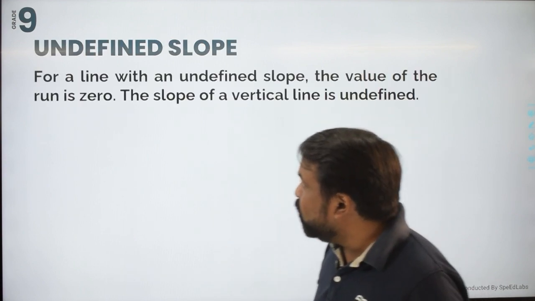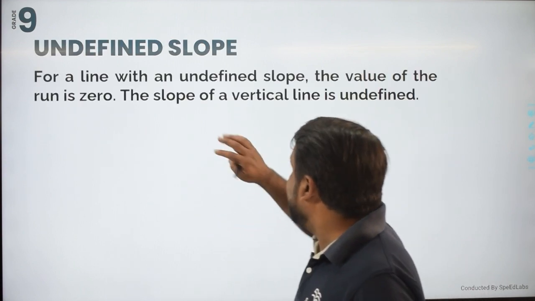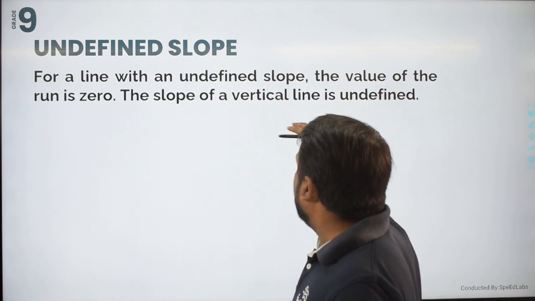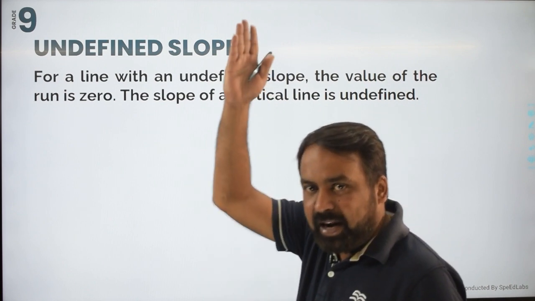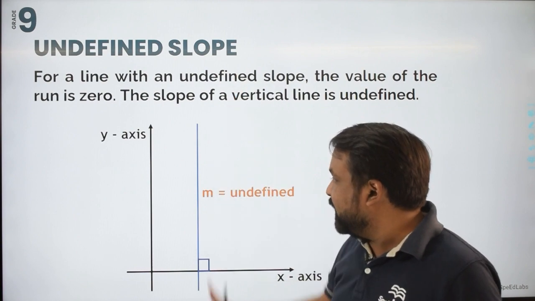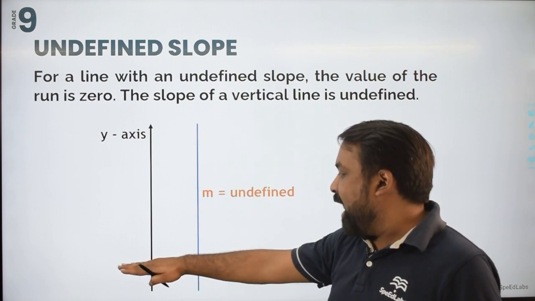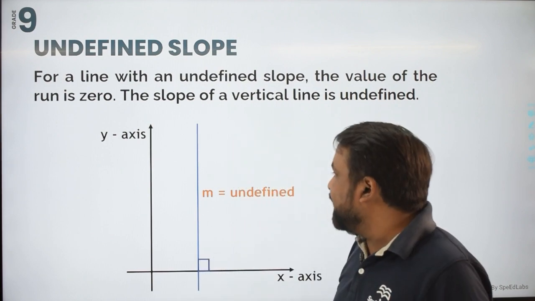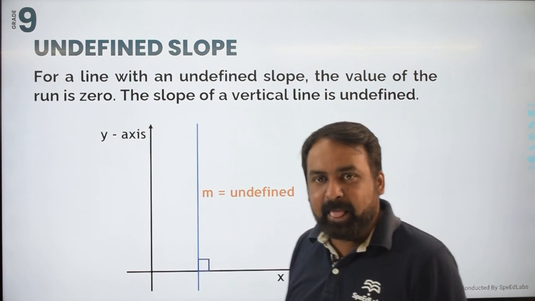Next is undefined slope. For a line with an undefined slope, the value of the run is 0. The slope of a vertical line is undefined. Obviously, if a line is vertical, then we can say that the slope is undefined. As you can see here, a perpendicular line is there. The angle made by the x-axis and this line is 90 degrees. So we can say that the slope will be undefined here.